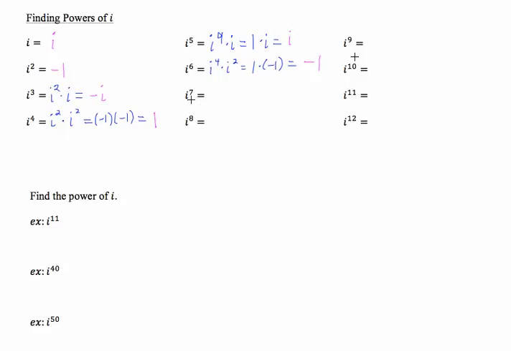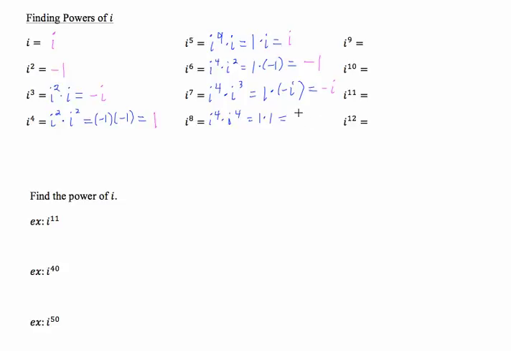i to the seventh, I could break down into i to the fourth times i cubed. i to the fourth is 1, and i cubed we figured out over here is negative i. So this one simply gives us negative i. i to the eighth, I could break down into i to the fourth times i to the fourth, which is 1 times 1, which is 1.